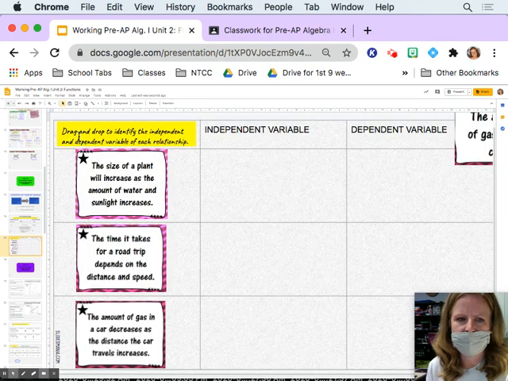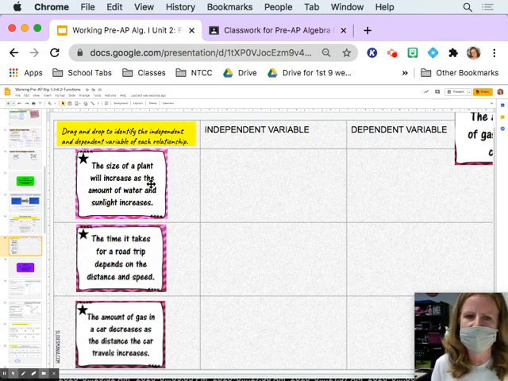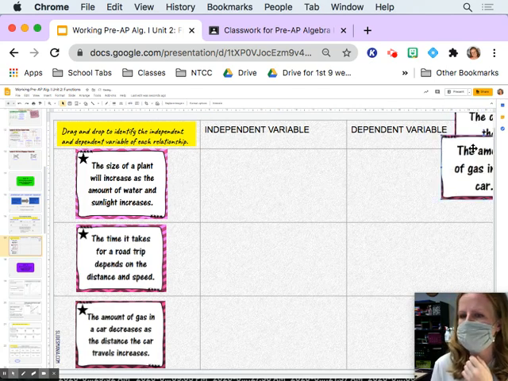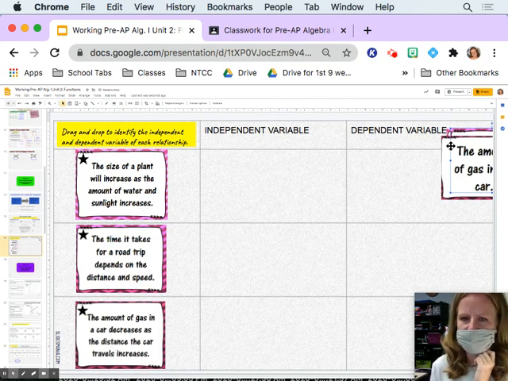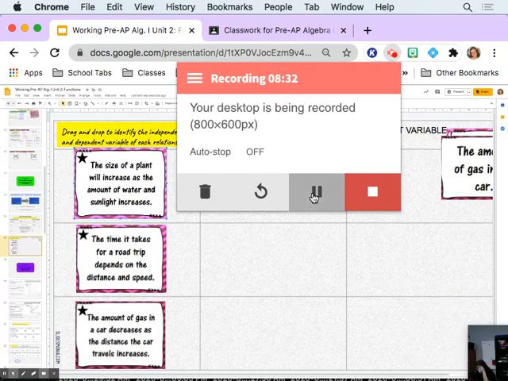Okay, the next one. Drag and drop to identify the independent and dependent variable of each relationship. So I want you to go ahead and do this on your own. Let's see how you do. The items are over here, all underneath each other. See how they are? So read each one and decide which one's independent, which one's dependent. I'm going to pause it to give y'all time to do that.